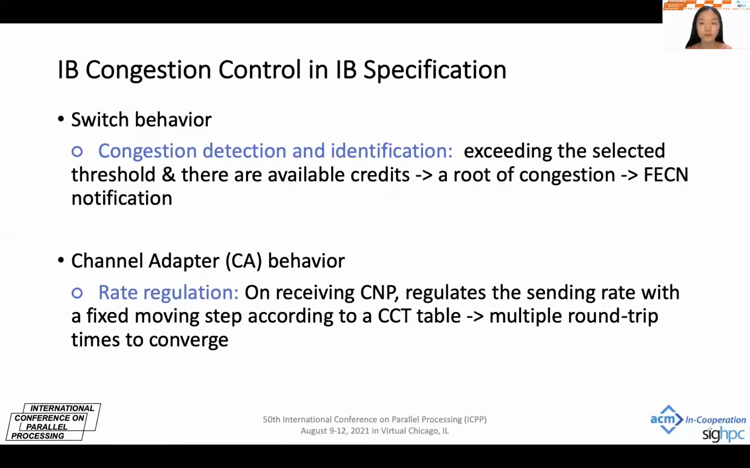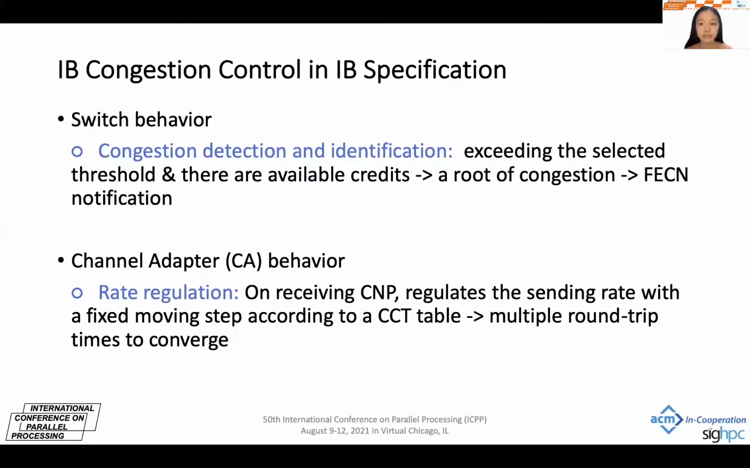To deal with the congestion spreading problem, a congestion control mechanism, IBCC, is proposed in the IB specification. In IBCC, switches are responsible for detecting and signaling congestion. When the queue length exceeds the selected threshold and there are available credits, it is identified as a root of congestion. Then the switch notifies the receive side by FECN bit notification.